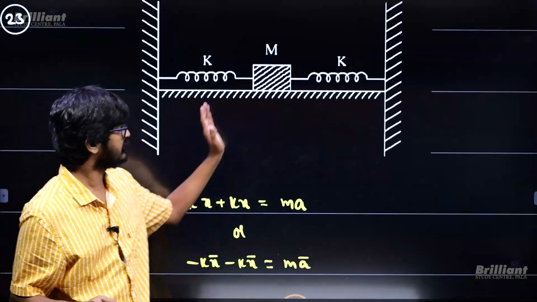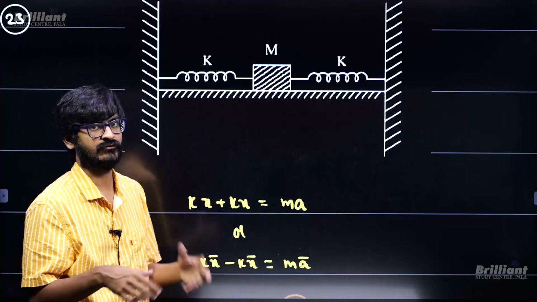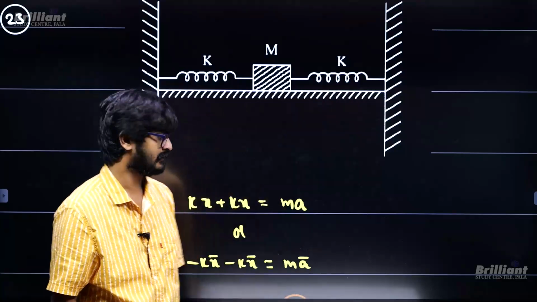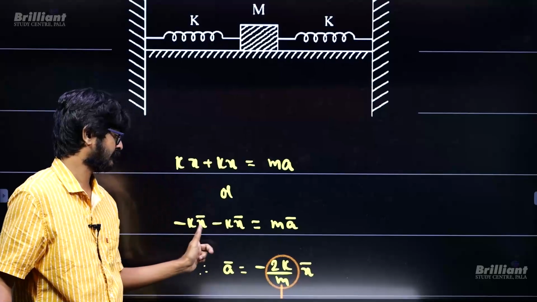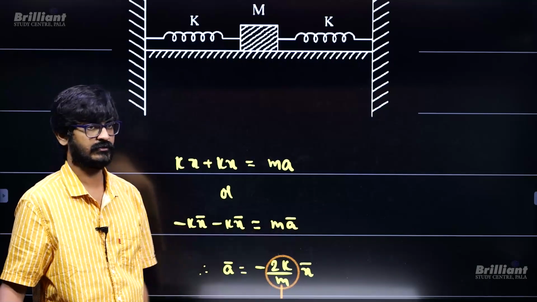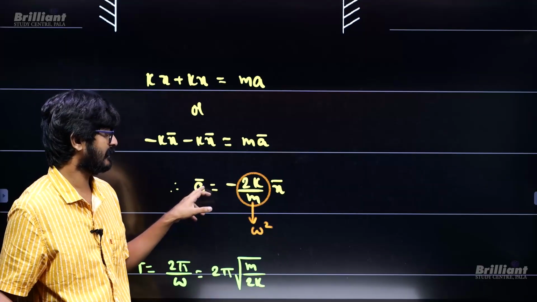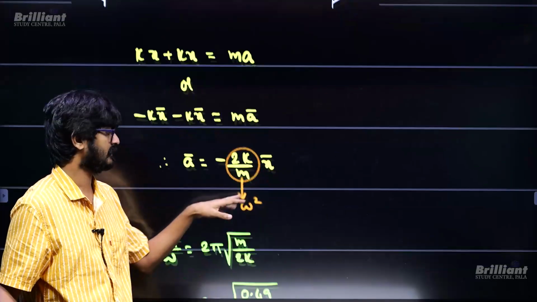So, when you push it, the force is going to be kx plus kx, 2kx, that equals mass times acceleration. But if you want to write in vector form, if the displacement is in this direction, acceleration is in the opposite direction. So, force is in this direction, minus kx. Minus kx equals m into a bar. This is the vector form. Now, you see, a bar equals minus 2k by m into x bar. This is a bar equals minus omega square x bar form, that is SHM form.